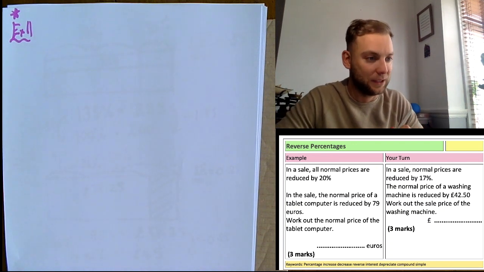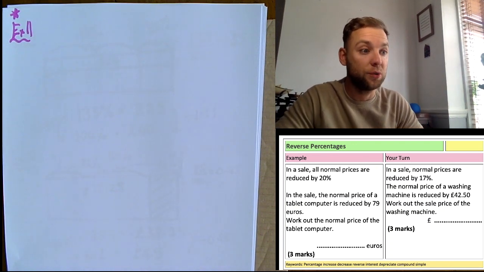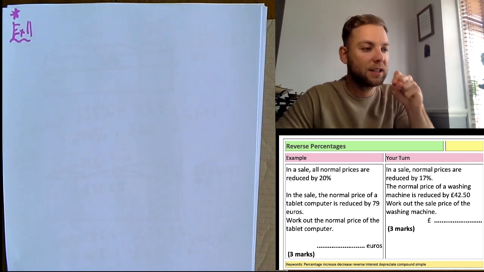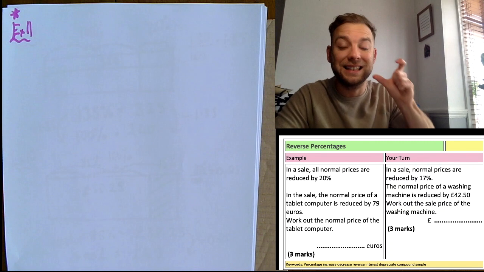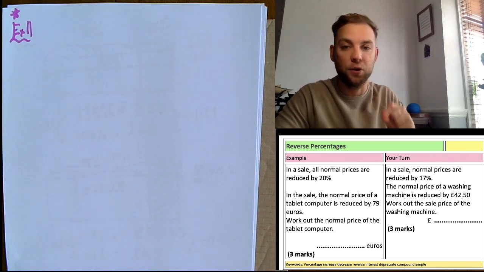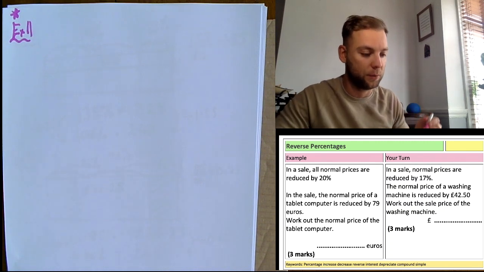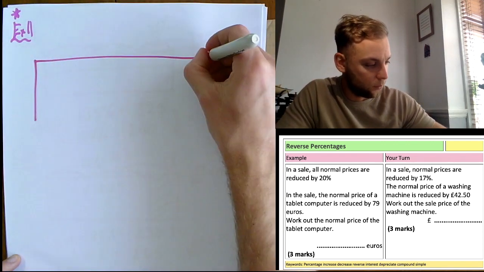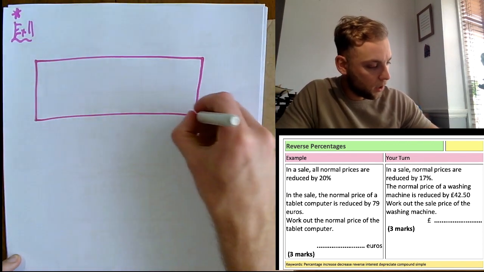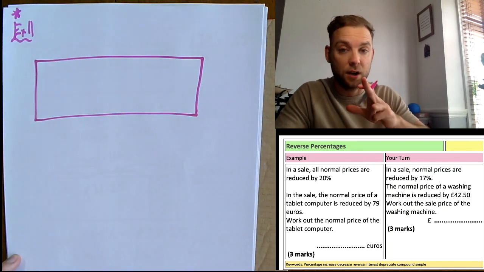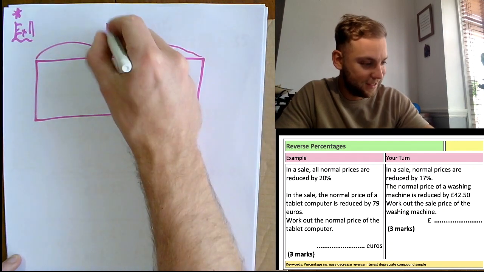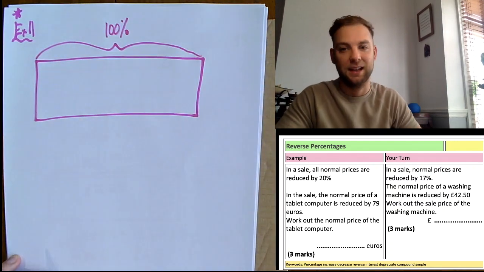So, in a sale, all normal prices are reduced by 20%. In the sale, the normal price of a tablet is reduced by €79. Work out the normal price of the tablet computer. So, I am going to draw out my bar with this because I think it will help us, okay? So we've got our bar. Remember to make sure you're getting this down in your notes. The only way to learn maths is to do it. I'll keep hammering that. So I've got 100% here.